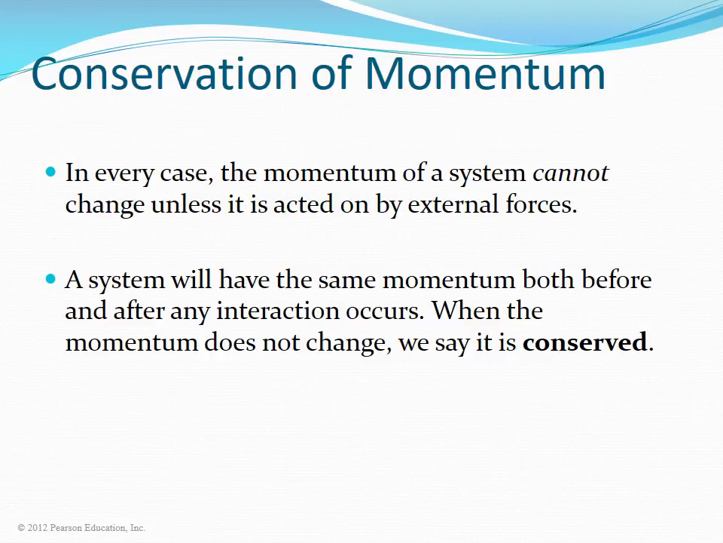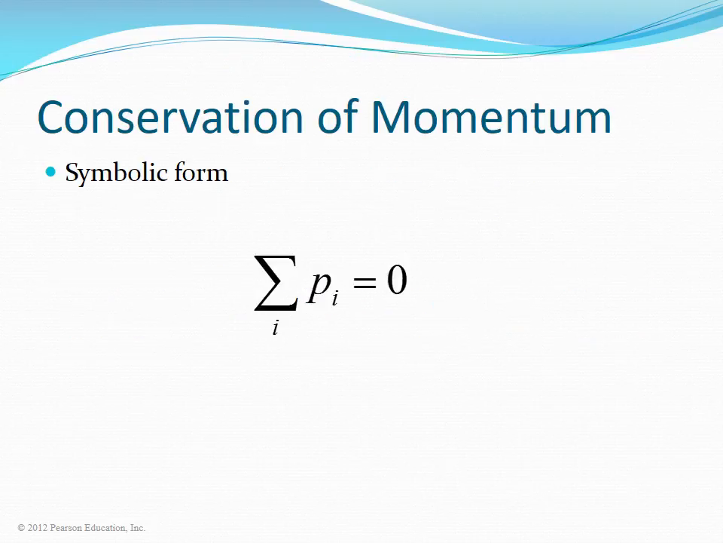In every case, the momentum of a system cannot change unless it is acted on by external forces. A system will have the same momentum both before and after any interaction occurs. When the momentum does not change, we say it is conserved. Symbolically, we write the sum of the momenta of all objects is equal to 0.